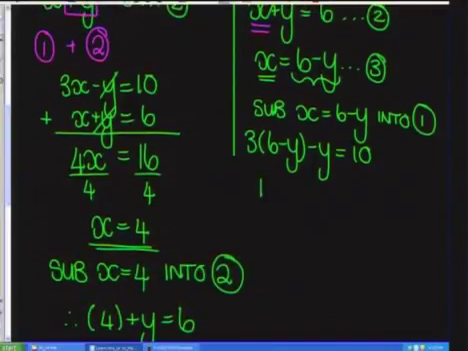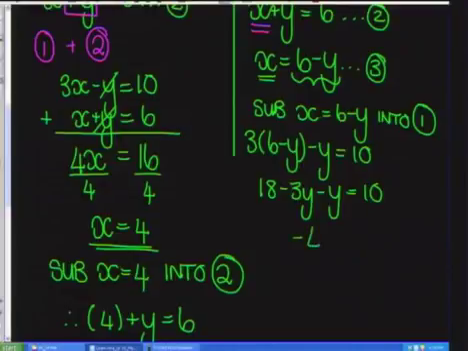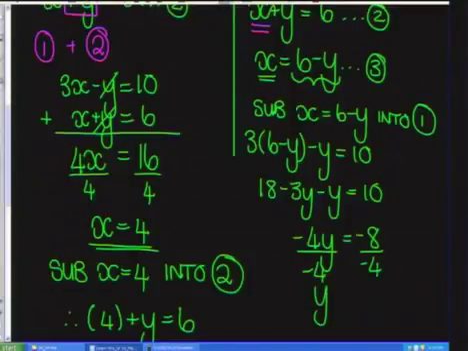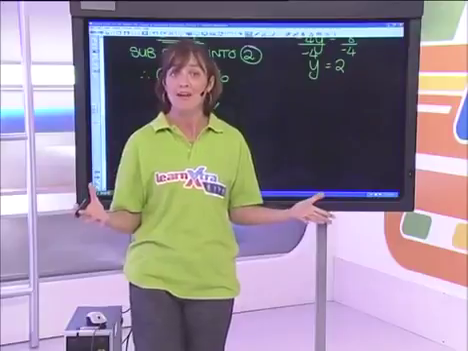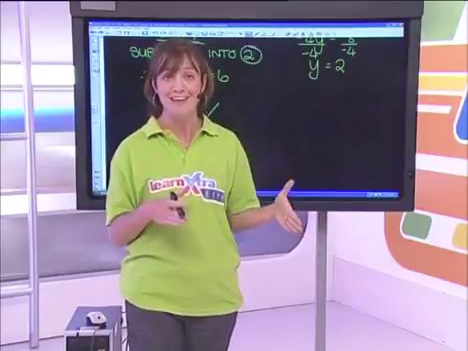3 times 6 is 18. I've got minus 3y minus another y equals 10. That's giving me negative 4y equals 10 minus 18, which is negative 8. And if we divide by negative 4 on either side, we end up with y equals 2. Let's double check ourselves. Do you agree we ended up with y equals 2 in the first method as well? So it doesn't matter about the method, you're getting the same answer.